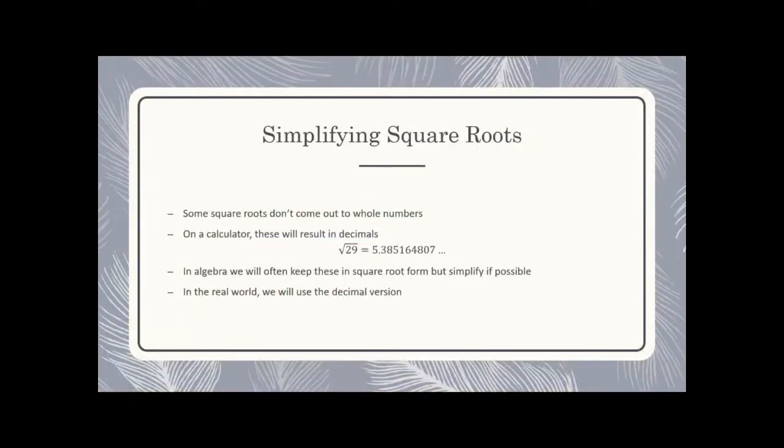So when you're having square roots, some square roots don't come out to whole numbers. When you're using your calculator, you may have noticed this: when you take a square root, for example, I have here 29, you get a really long decimal. And this is actually a decimal that goes on forever.